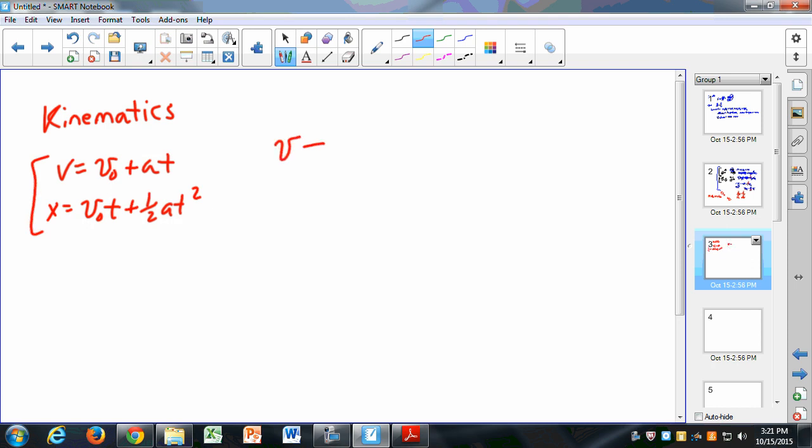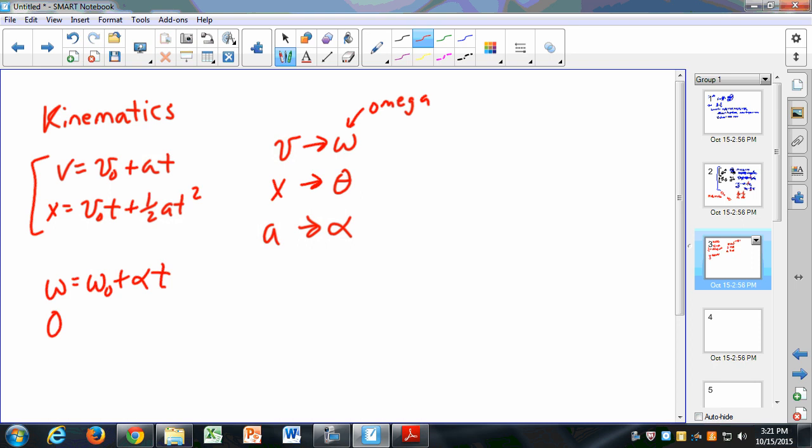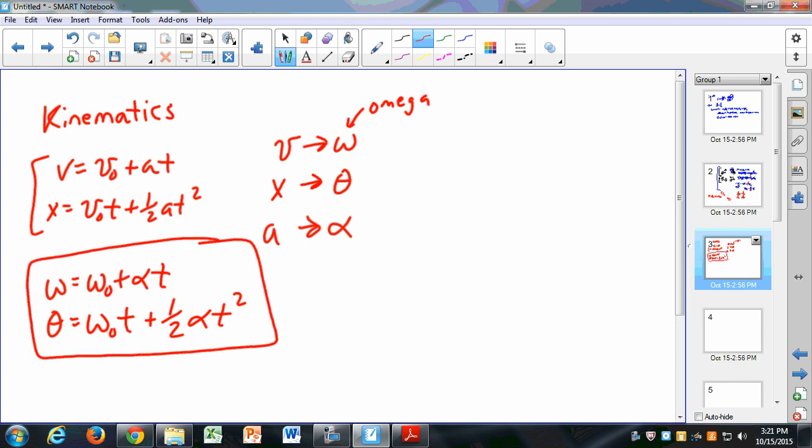Where we have v, now we're going to have omega. These are all Greek letters. This is omega. And where we have x, now we're going to have theta. And where we have a for acceleration, now we're going to have alpha. So our equations are going to look like this. We'll have omega equals omega naught plus alpha t, and theta, we don't really do the theta naught, we'll just leave that off, equals omega naught t plus 1/2 alpha t squared.